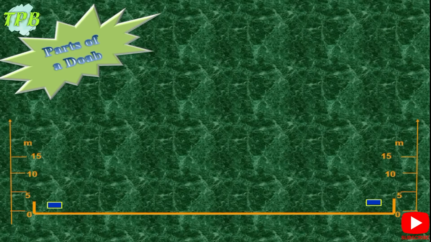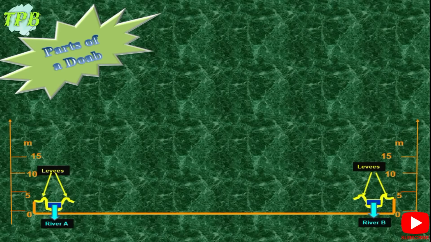Let's have a look at the parts of a doab. This is a cross section. Let us suppose there is a river A and there is a river B. The very first relief feature on either side on the banks of both of these rivers are the levees. The levees are the raised banks of the river. They are the deposits of fresh alluvium which is brought by the river every year. Levees are almost 2 to 3 meters above the water level of the river.